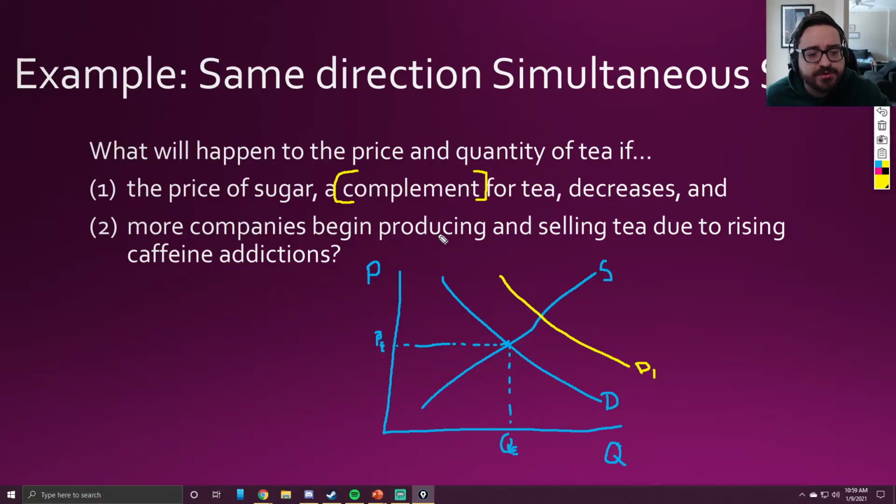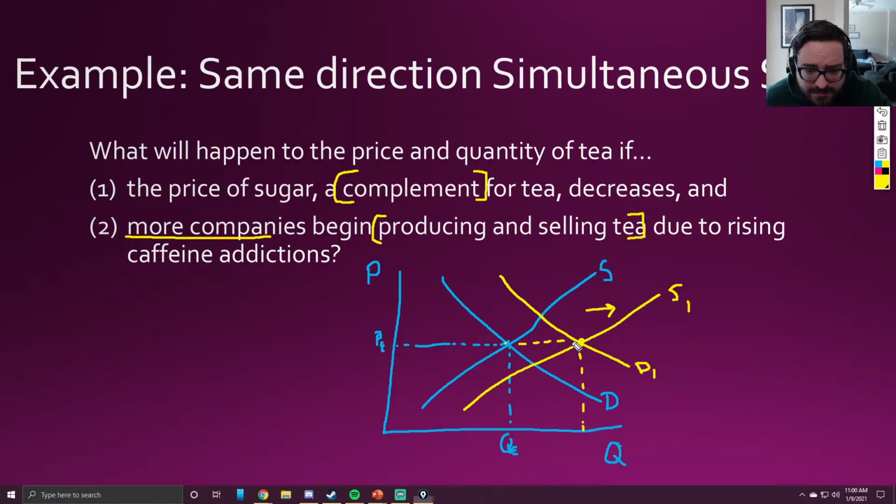And then more companies begin producing and selling tea. More companies producing and selling tea. That's a supply shifter. Oh, that's terrible looking. There we go. Doesn't look good either, but it's a little more parallel. So this is my new equilibrium point right over here. I have definitely a higher quantity, but my price looks like it didn't change. If it looks like it didn't change, that's the variable that is indeterminate.